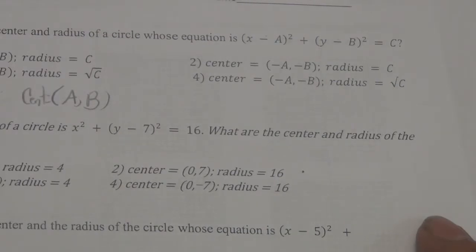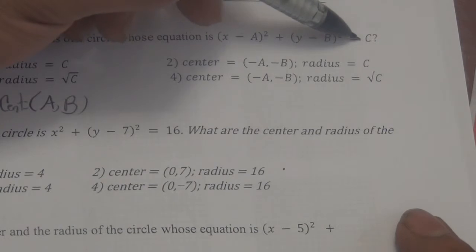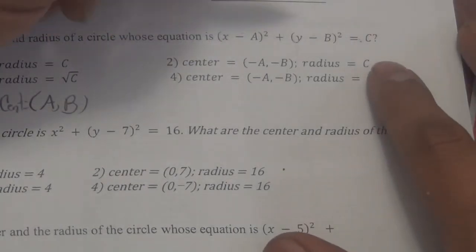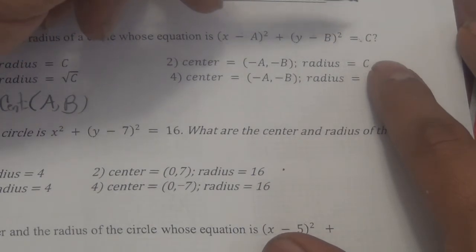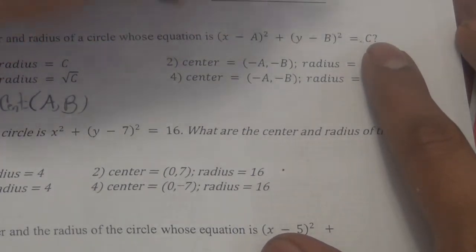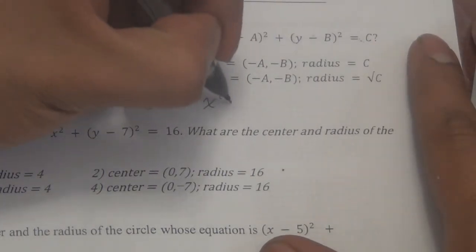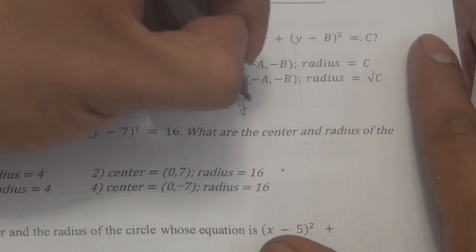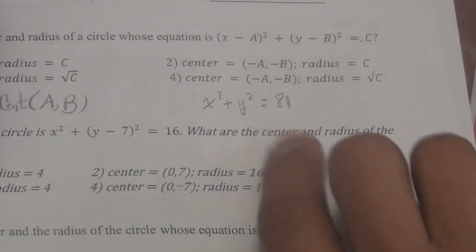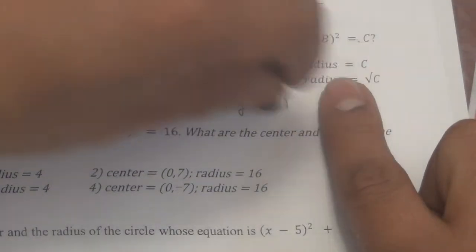Okay, and now I need to find the radius. Well, the equation here has C. Remember what the equation is: x squared plus y squared equals r squared. So this is C. Now, let's put it this way, just in case you don't understand. So you have x squared plus y squared equals 81, like that. I'm asking you, what is the radius here? The radius is 9.